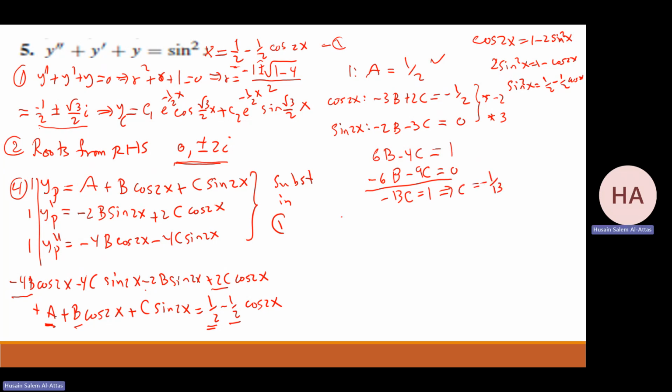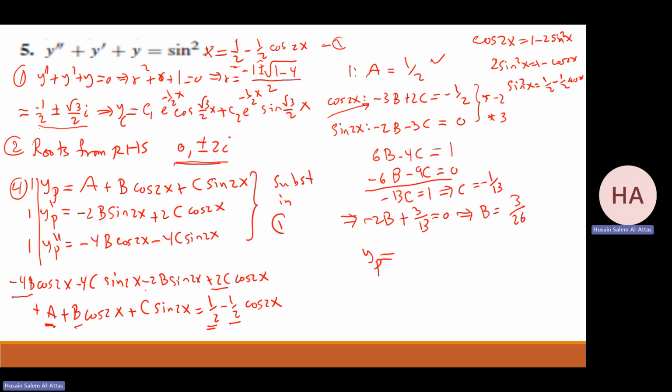Plug it in one of these equations. Let me plug it in the second one, maybe better, I don't have fractions. I have minus 2b plus 3 over 13 equals 0. So b will be equal to what? 3 over 26.